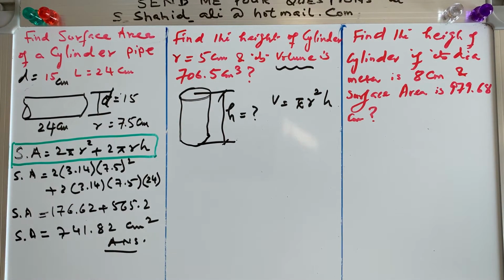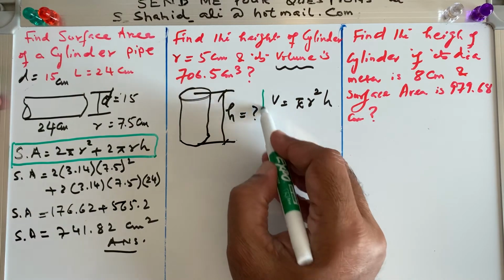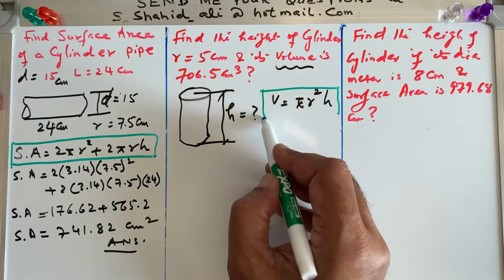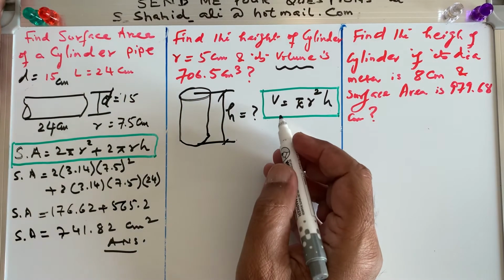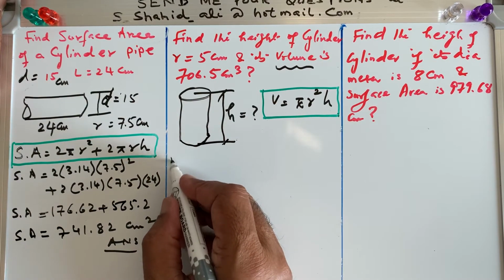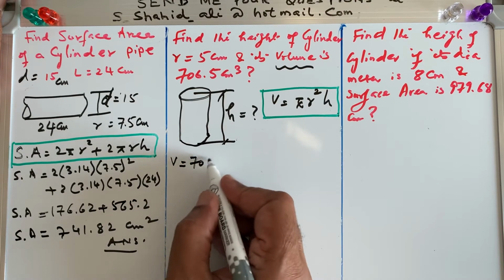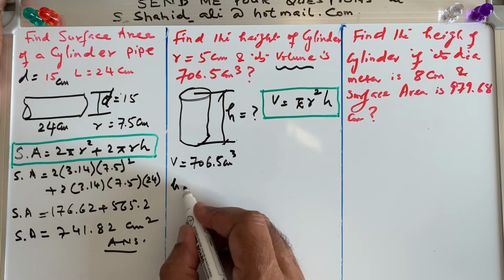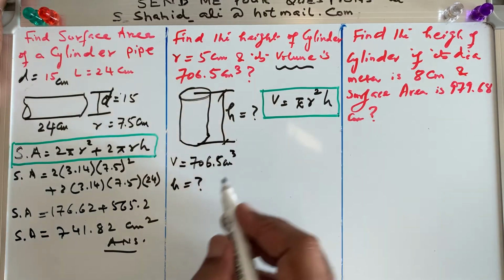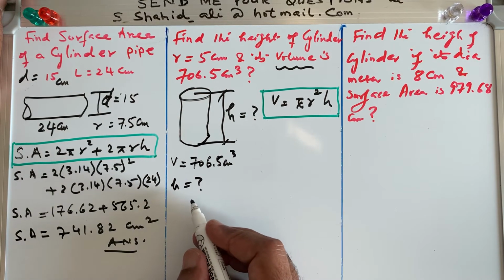So it depends what is given. You have to just go read the question carefully, write down the formula, write down the given data, and then plug in the values in the formula. So what we are doing here, our volume is given, right? So volume is given, V is equals to 706.5 centimeter cube, right? And we have to find out what? H. So we will plug it in here, and where is the radius?